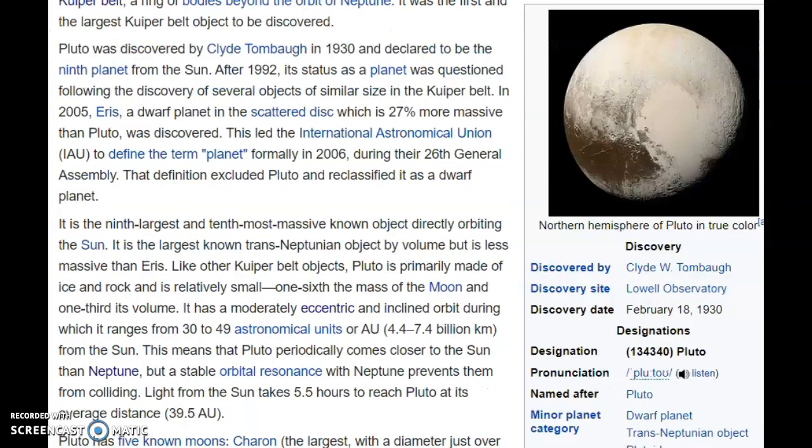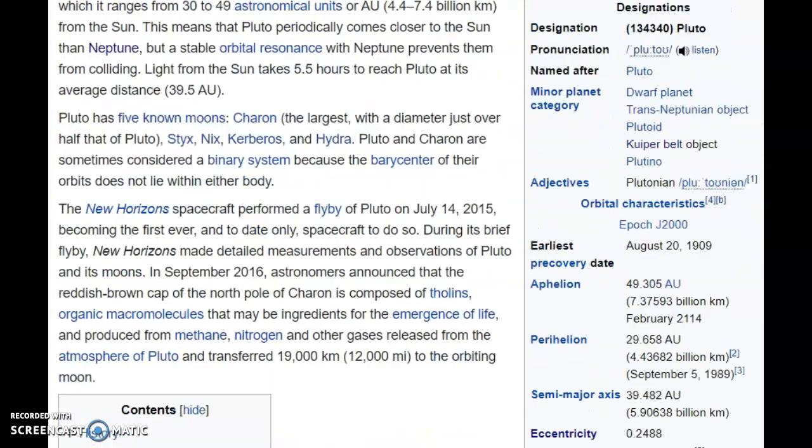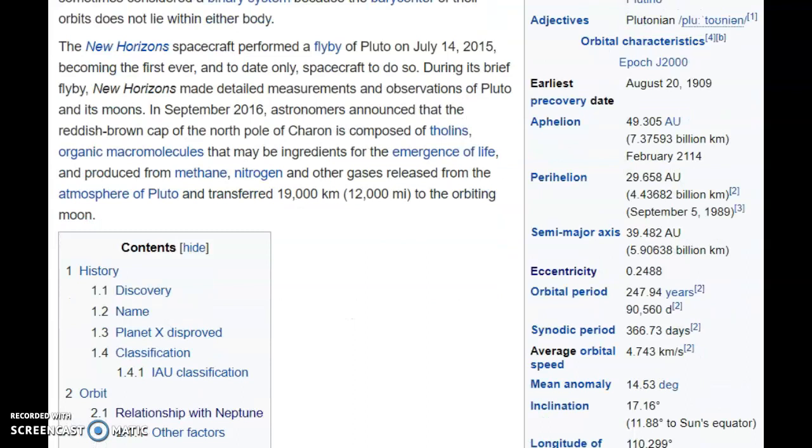So that's the best image of Pluto, actually. There was a spacecraft called New Horizons flying by about 4 years ago, and that took these images of Pluto. So now we know how the planet looks, how its surface looks.